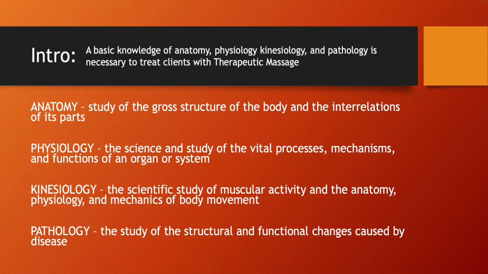Anatomy. The term anatomy means the study of the gross structure of the body and the interrelations of its parts. So that is the body, right? Physiology is the science and study of the vital processes, mechanisms, and functions of an organ or system. So anatomy is the body as a whole. Physiology is how it is functioning. So that's where you get anatomy and physiology. So in anatomy, maybe we're going to learn about the heart, how it's structured, and then in the physiology part, you're learning how it pumps blood. Does that make sense?